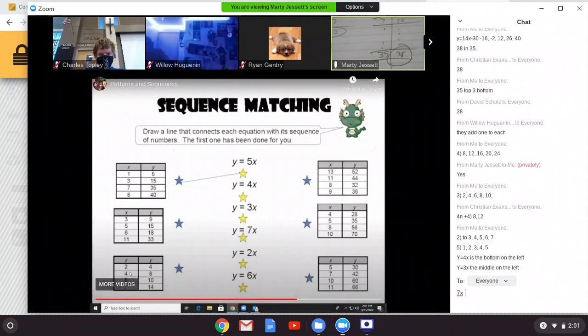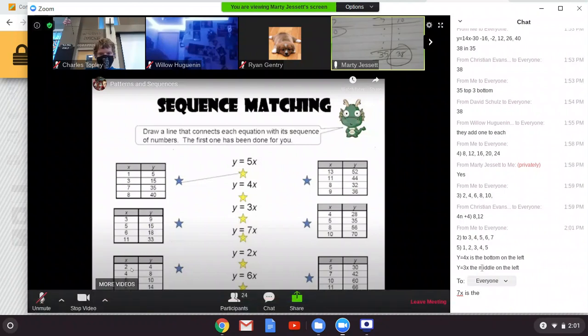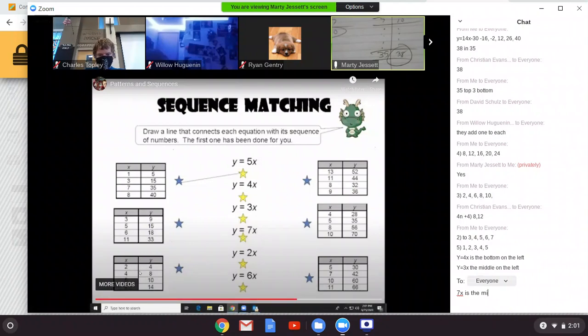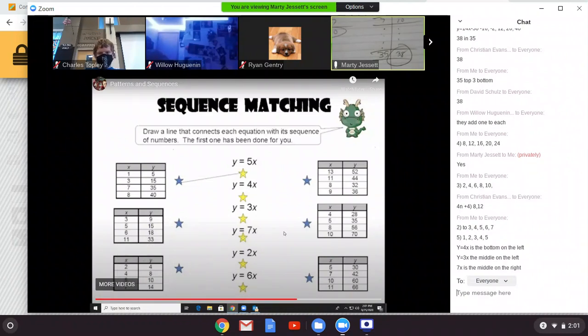If I could get this word out of the way here, just so you know, this is a 2, 4, 5, and a 7. So 2 times 2 is 4, 4 times 2 is 8, 5 times 2 is 10, 7 times 2 is 14. So this one is y equals 2x. Do the 3 on the right.